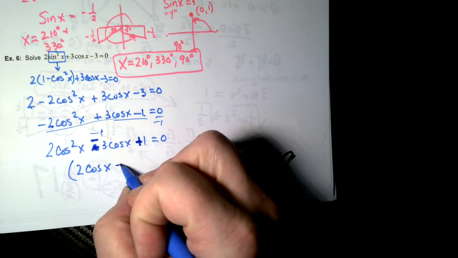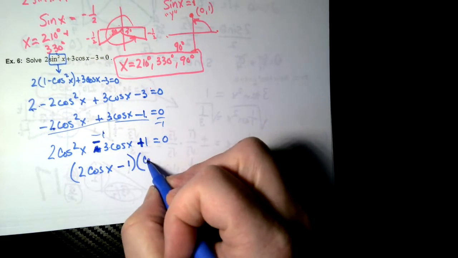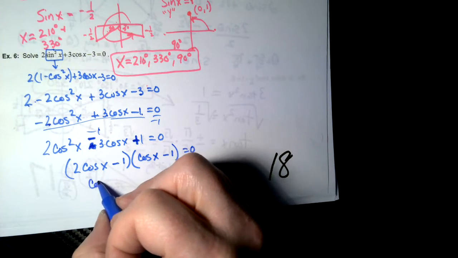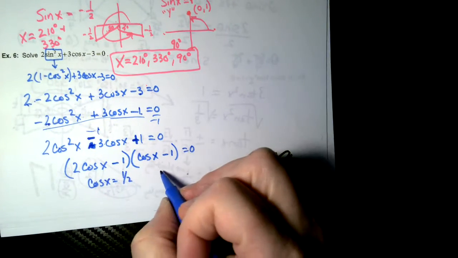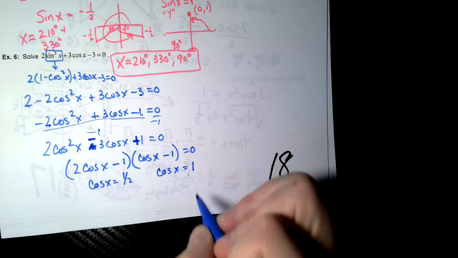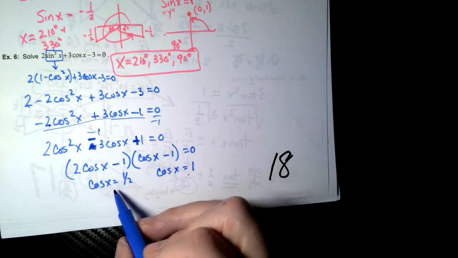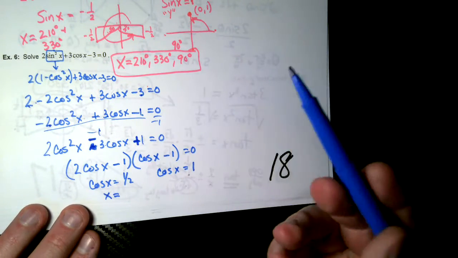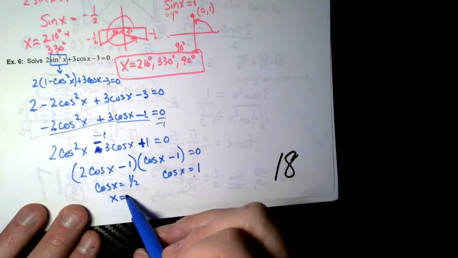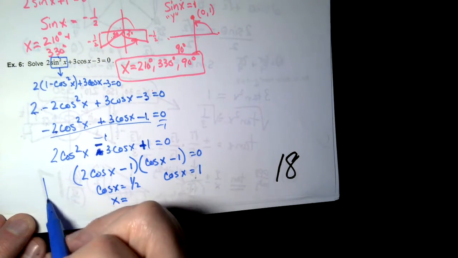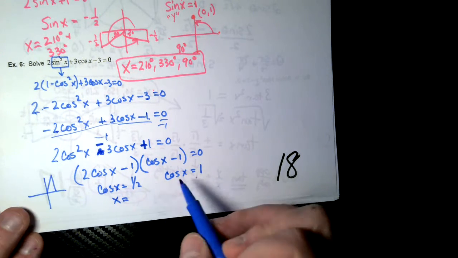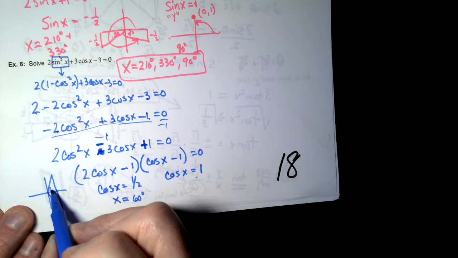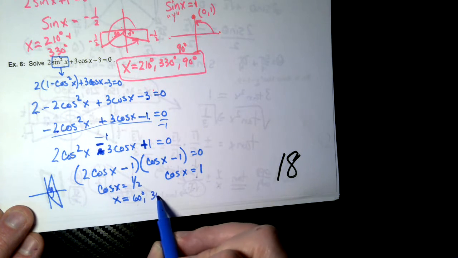2 cosine x minus 1 and cosine x minus 1 equals 0. So cosine x equals 1/2. Cosine x equals 1, if you set each one equal to 0. These solutions would be, oh man, I don't like this problem because it's a repeat of the answers. Almost the same thing, but the x is the short leg this time. So it'll go up like this. So it'd be 60 degrees, and in quadrant 4, 60 degrees up, 300 degrees.